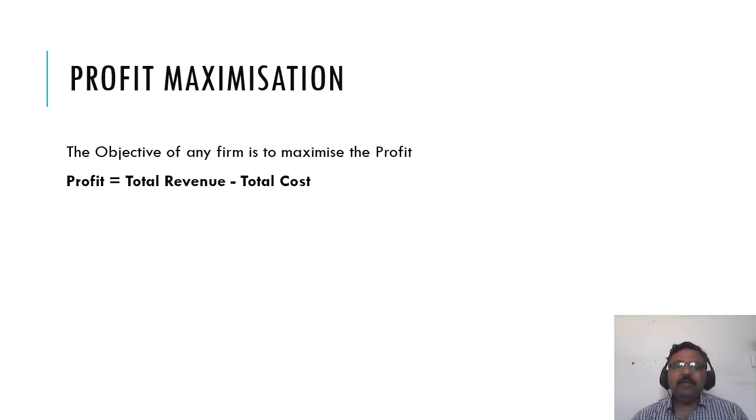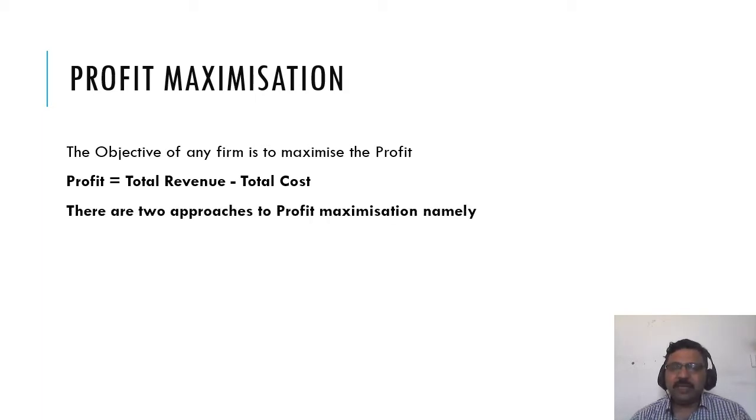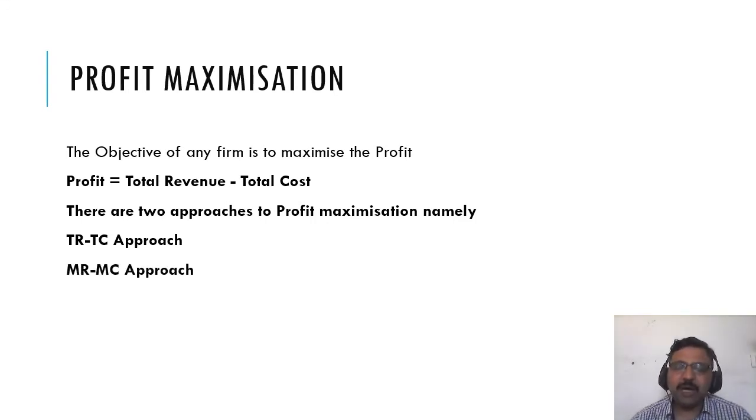Basically, profit equals total revenue minus total cost. The total revenue is, as everybody knows, price times quantity sold, whereas the total cost is price times quantity produced. There are two approaches to profit maximization, namely the TRTC approach, that is the total revenue, total cost approach, and the MRMC approach, which is the marginal revenue, marginal cost approach.